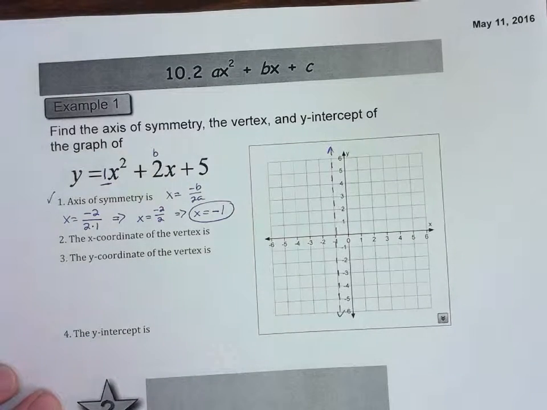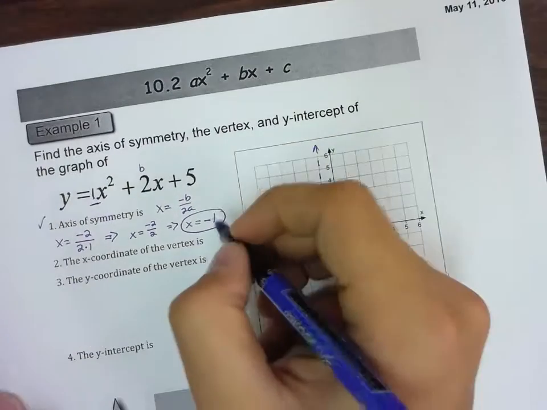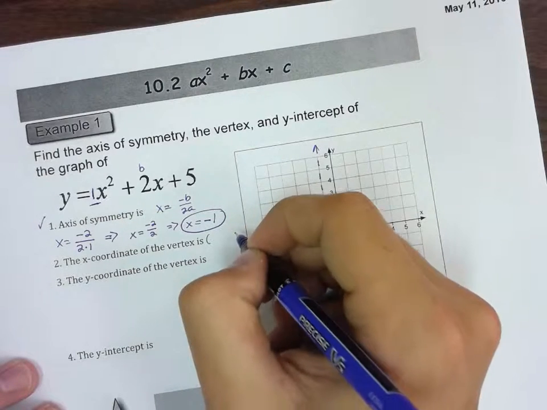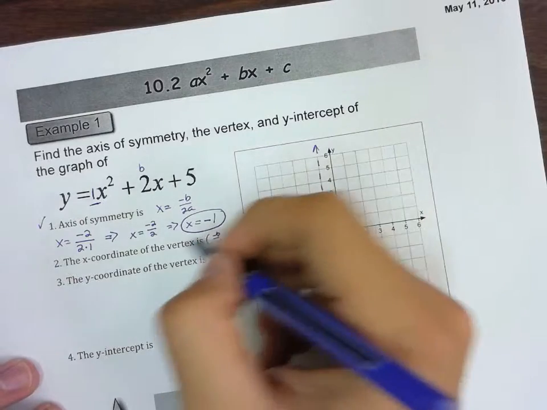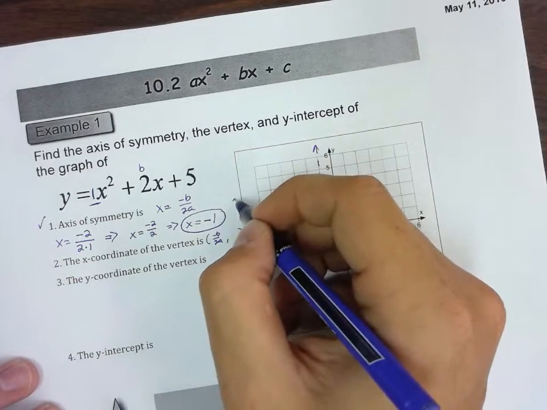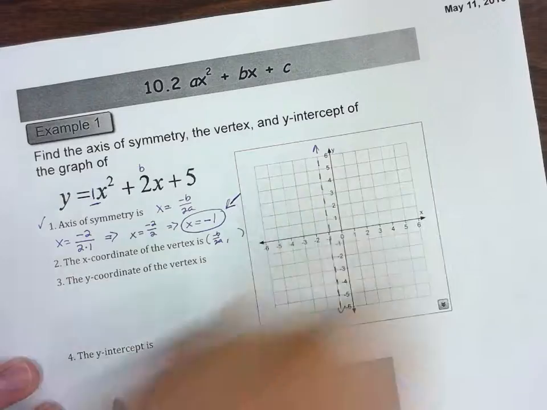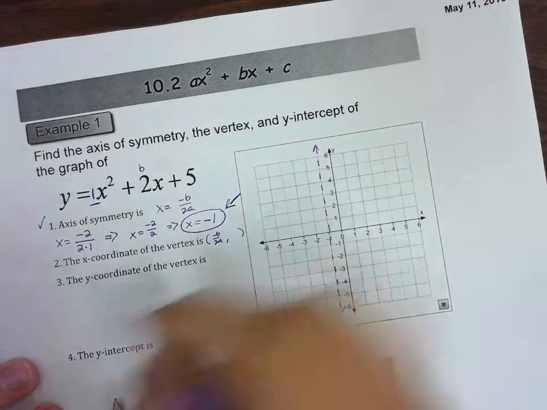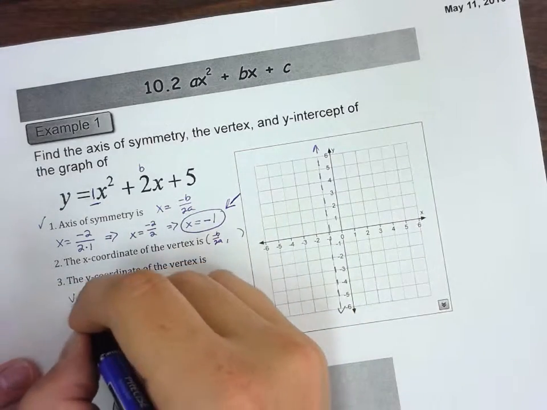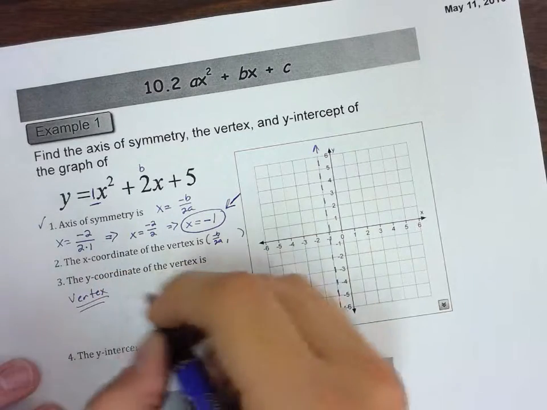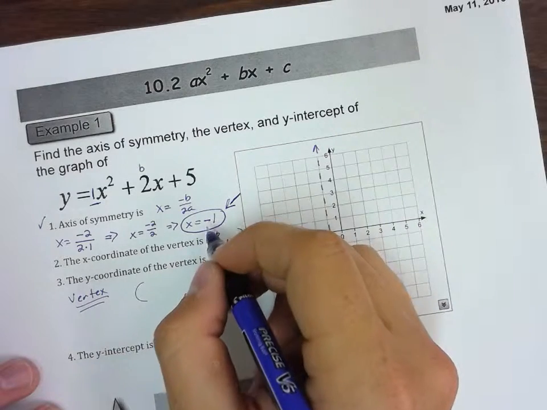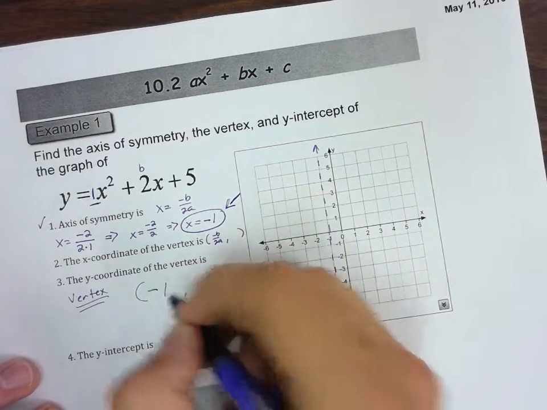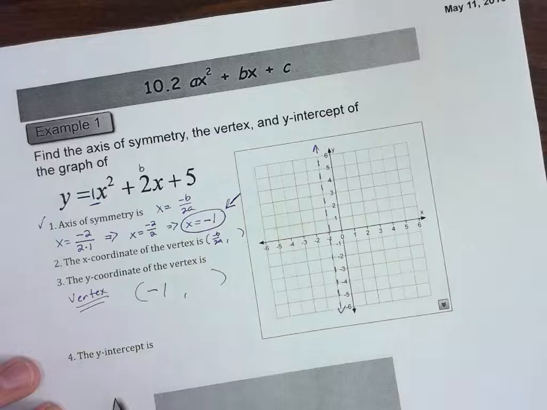The x-coordinate of the vertex. Well, guess what? That's the exact same thing. Here's my vertex. The x-coordinate is negative b over 2a. So the x-coordinate of the vertex is also negative 1. So here's my vertex. Let's just put it down here where there's room. The x-coordinate has to be the same as the axis of symmetry. So it's a negative 1. Negative b over 2a. You don't need to do it again. You can to check yourself, but it's going to be the same.